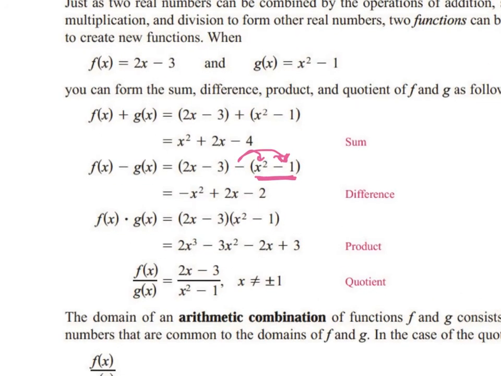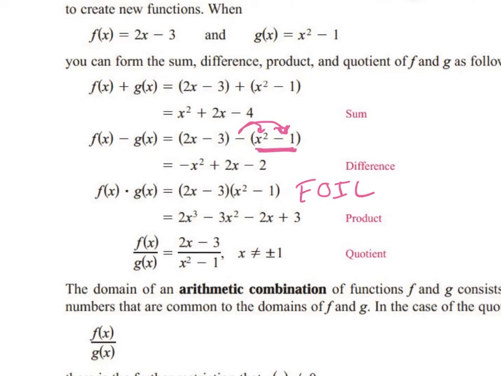If we are multiplying two functions and they're both binomials, we just have to FOIL. And then dividing, we just put one function over the other. And we have to make sure that our denominator does not equal 0. We can't have 0 on the bottom, so this cannot be 0.